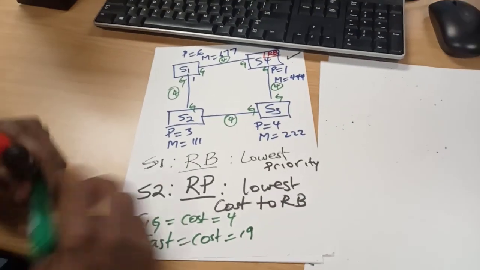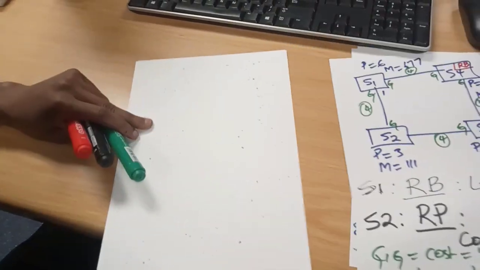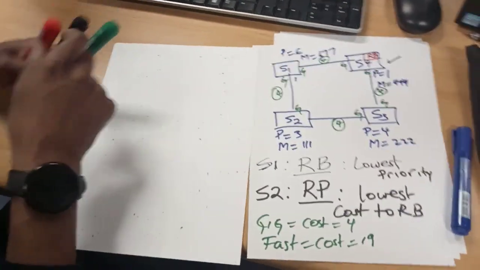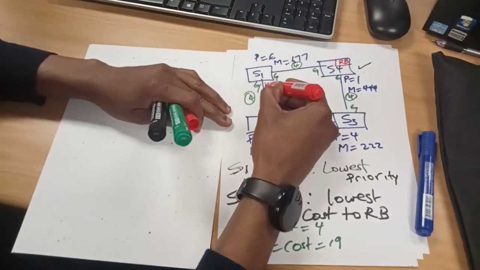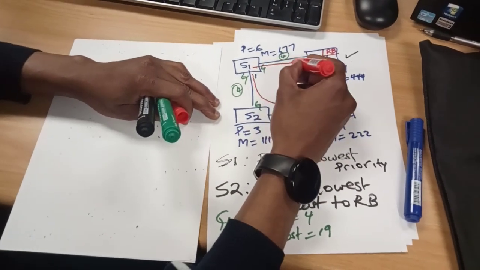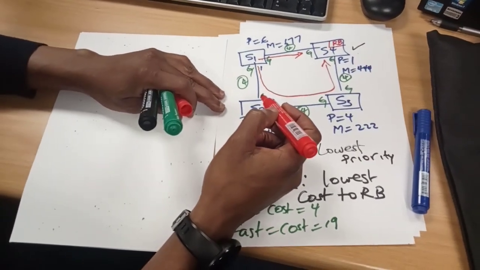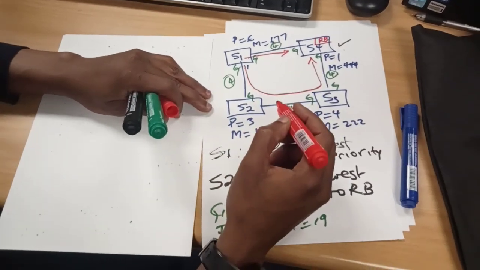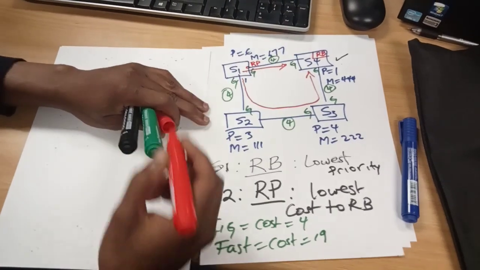So now we're going to say, okay, from switch number 1, how many ways can I go to the root bridge? There are 2 ways, right? Your message can go like this, or like this. But this one is the shortest in terms of cost, because if you go the other way, it's going to be 4 plus 4 plus 4, that's 12. So this port becomes the root port.